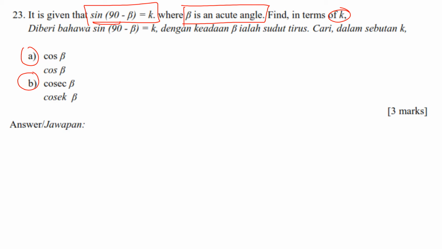When you see this kind of question, remember, first of all, you need to sketch your triangle. So let me sketch my triangle. I will have my axis, and the triangle that I'm going to sketch will be in the first quadrant. Why? Because of the acute angle.